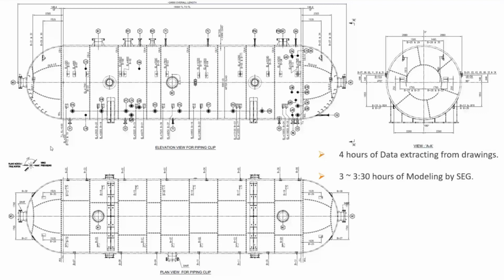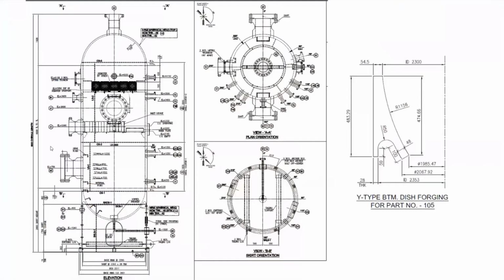So that's the difference between the professional and non-professional user. Here, you may take some time to decide which type you will select. For this other vessel, it's less than 3 hours for collecting data, and between 2 and 2.5 hours to generate the 3D model in SEG.